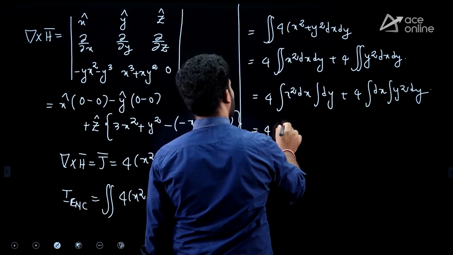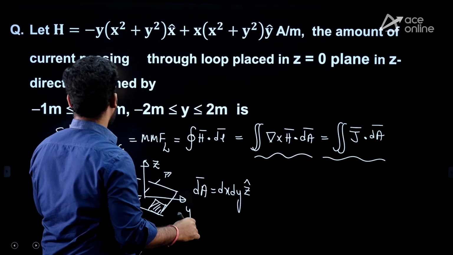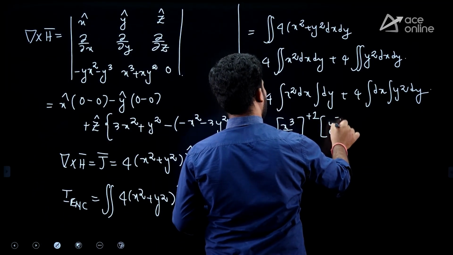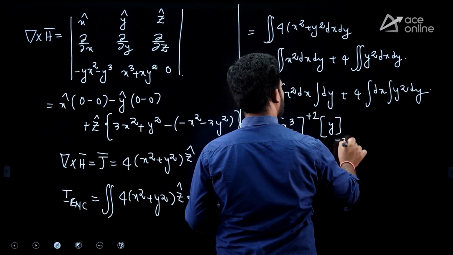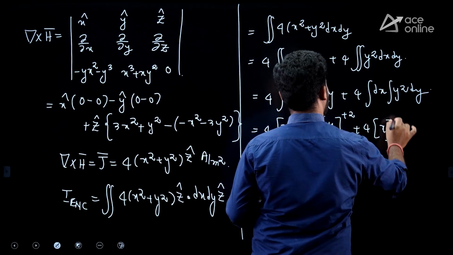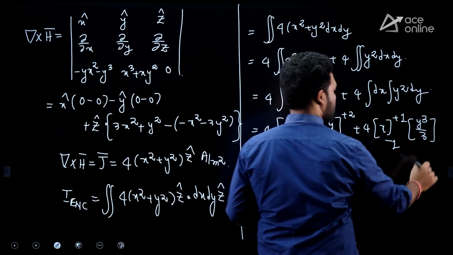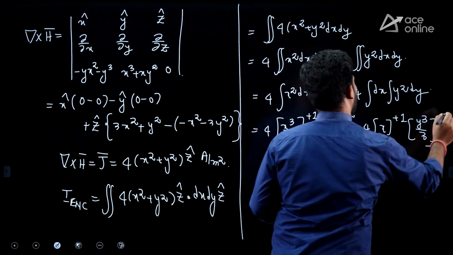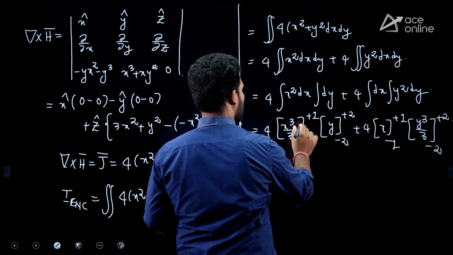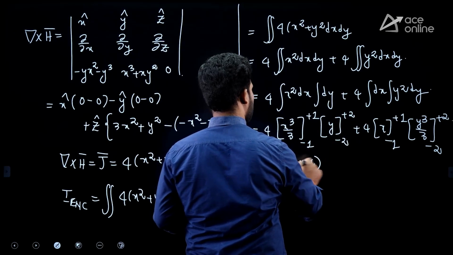Yes, so it is 4 x cube by 3, with x limits from minus 1 to plus 1, and y limits from minus 2 to plus 2. Then y cube by 3, with y limits from minus 2 to plus 2. Upper limit minus lower limit. You can take 4 by 3 out. So it is 1 minus of minus 1, which is 2. 2 minus of minus 2, it is 4.